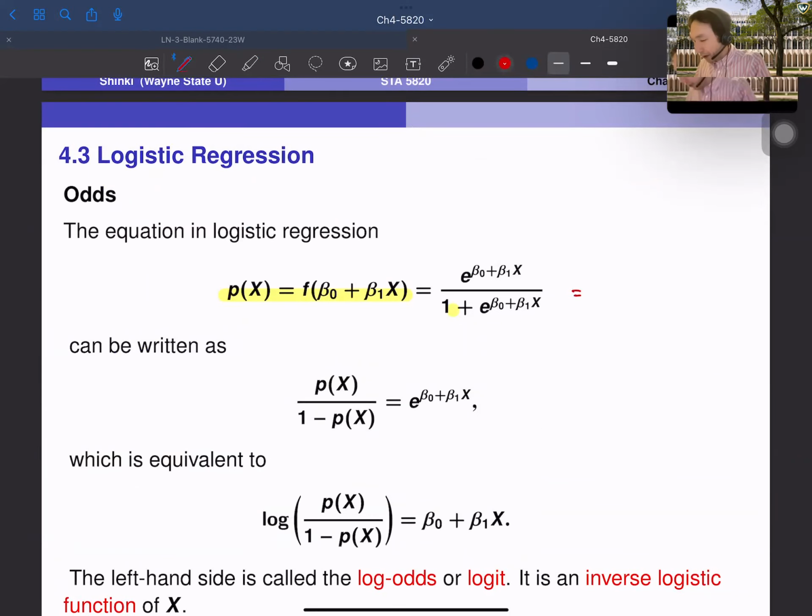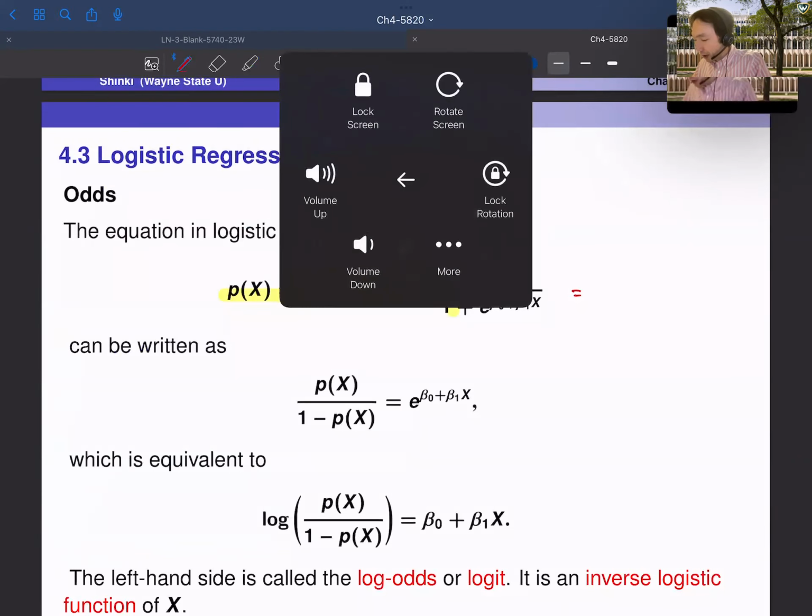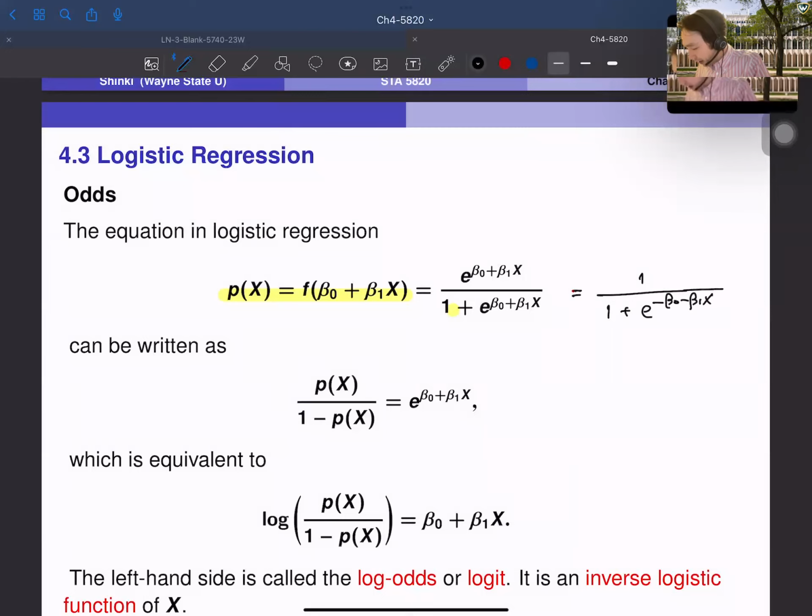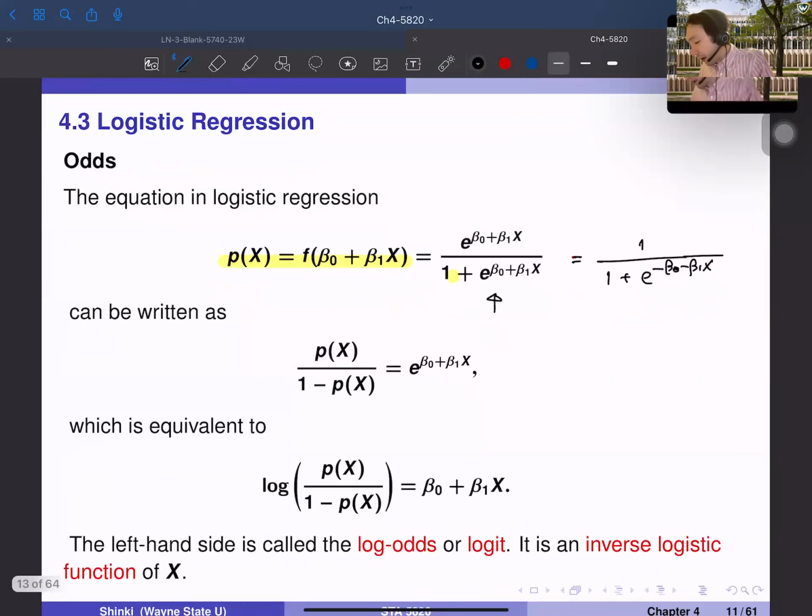Or some people prefer the expression 1 over 1 plus e to the power negative beta naught minus beta 1 x. Obviously, this is simpler, with only one beta naught and beta 1. But since the sign is negative on the exponent of e, some people still prefer the other one. For example, when beta naught gets larger, the probability gets larger, right? So in some sense, this is more intuitive. But another expression is this.